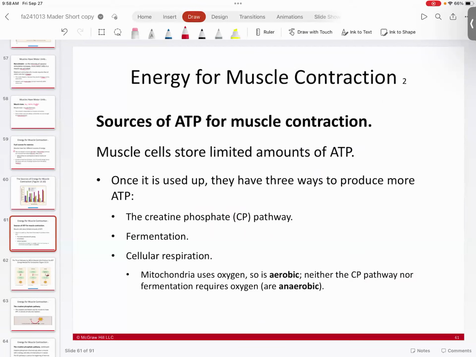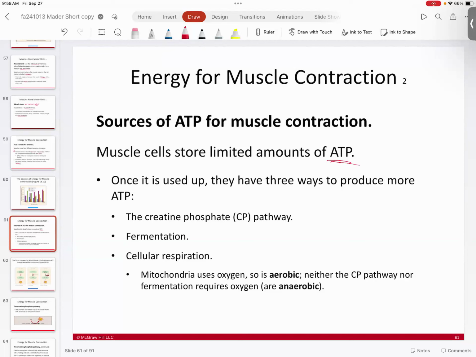So muscle stores a little bit of ATP, not a lot. Typically, if you've got it, they use it, okay? So ultimately, once it's used up, which is very quickly, they need to produce more ATP. And there's a couple of really cheap ways to produce ATP for muscles while your metabolism is trying desperately to make more ATP to replace what you've used up. The first one is called the creatine phosphate pathway. It's an anaerobic pathway. Fermentation is another type of anaerobic pathway, but cellular respiration is the one you really want to use.